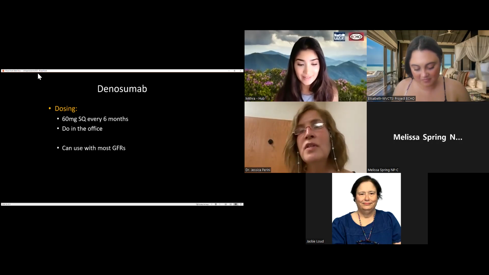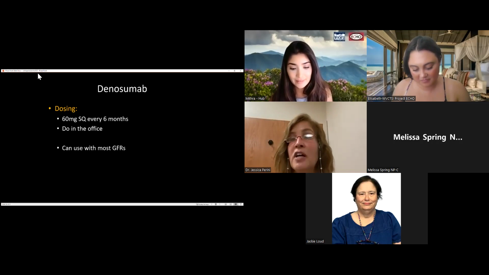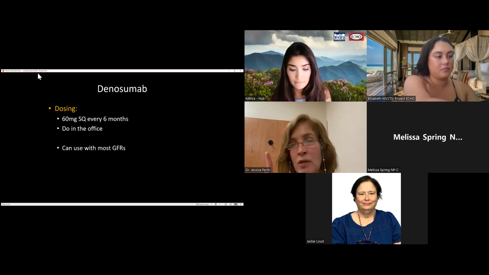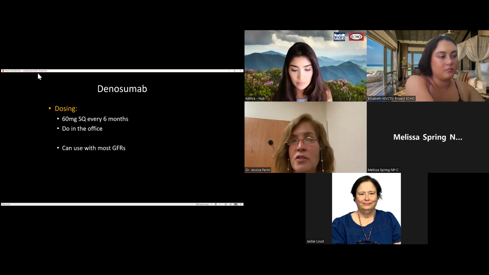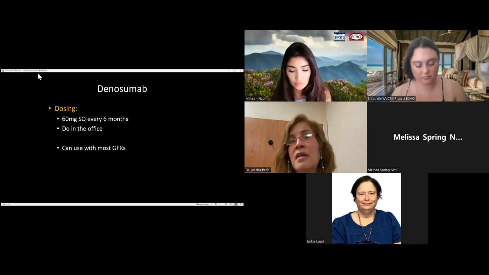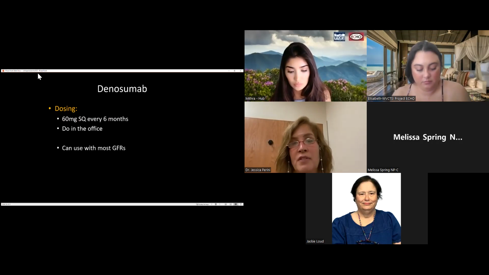Okay. So the next medication is a different class. So the previous ones were bisphosphonates, and there are oral ones and IV ones. Now we're moving to a totally different class of osteoporosis medicine. There's only one in this class at this point. It's called Denosumab. The way to dose this, you write a prescription for 60 milligrams sub-Q, and it's every 6 months. People come to the office for this.